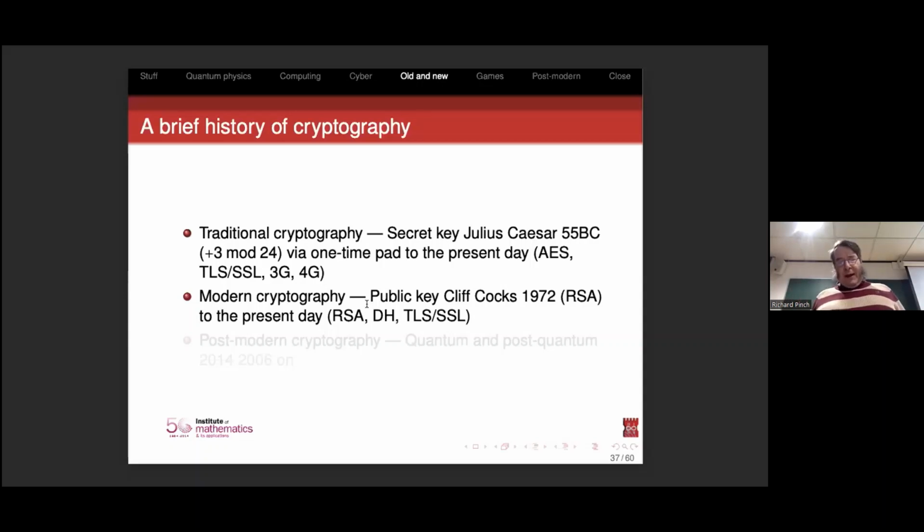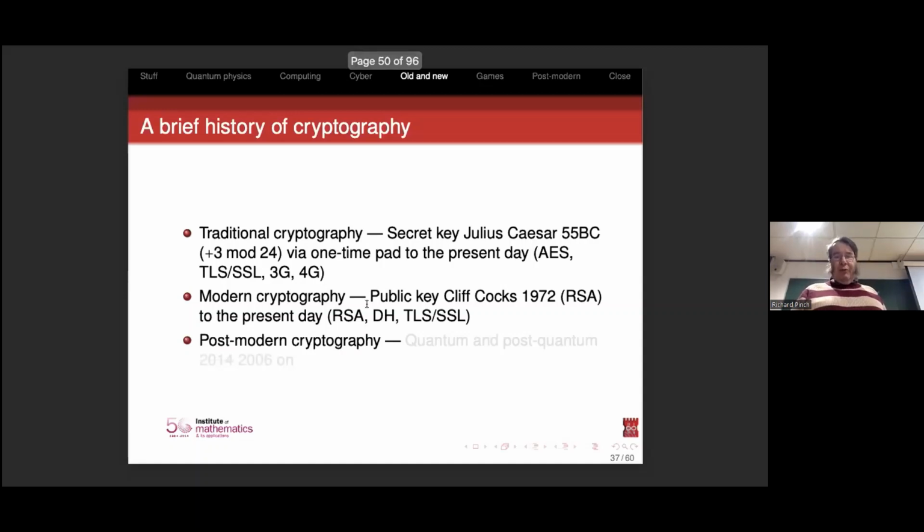And it and its descendants, like Diffie-Hellman, which was invented by Cliff Cox's colleague Malcolm Williamson, are used in things like TLS and SSL, which are jargon words for the thing that happens when your browser bar changes color and the little flashy padlock comes on.